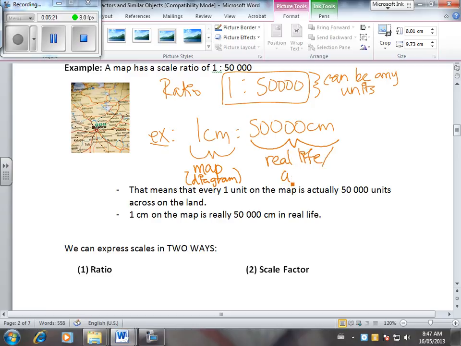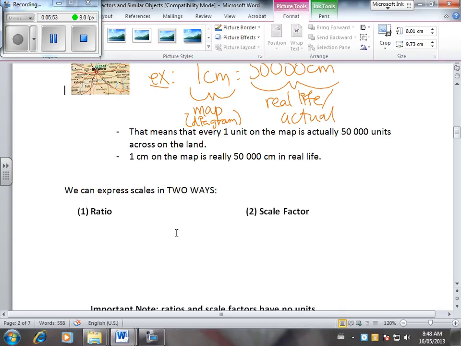So the actual thing. So in terms of a map, if you moved 1 centimeter on the map, you've moved 50,000 centimeters in real life. And so this helps when you're driving or walking, because it just gives you a better scale. So walking, unquote, 1 centimeter on the map is actually walking half a kilometer in real life. We have it written out. For every 1 unit on the map, there's actually 50,000 units across on the land. So 1 centimeter on the map is really 50,000 centimeters in real life.